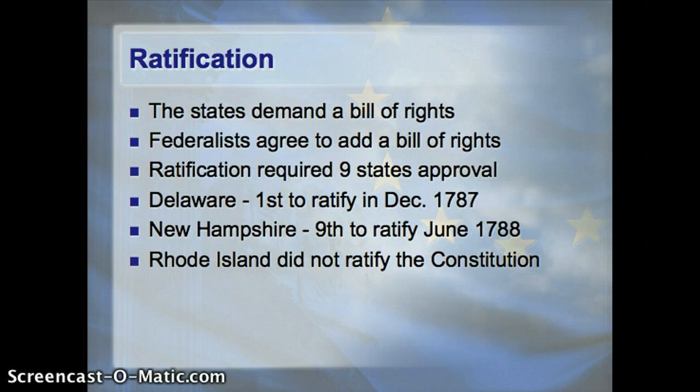So the Anti-Federalists demanded a Bill of Rights, a list of rights that the people and the states had. In order to get the Constitution ratified, the Federalists agreed to add a Bill of Rights after the Constitution had been ratified. In order for the Constitution to be ratified, or approved, 9 states had to approve it, 9 of the 13. Delaware was the first, New Hampshire was the 9th, the one that made the Constitution official, and Rhode Island never officially ratified the Constitution.